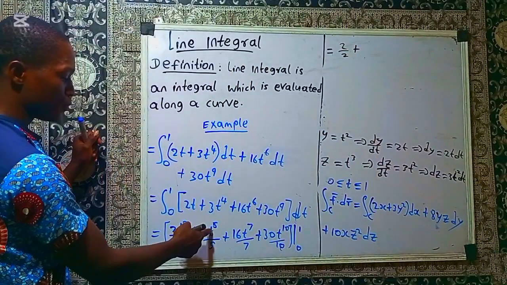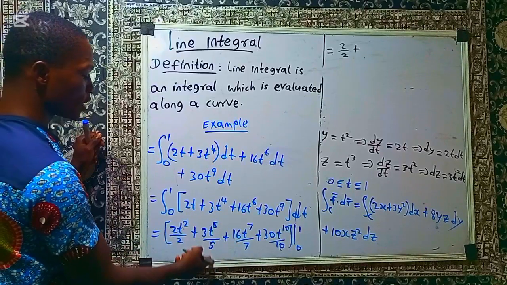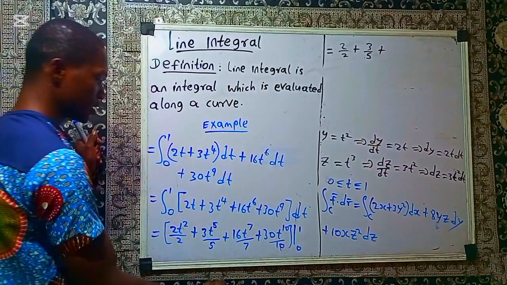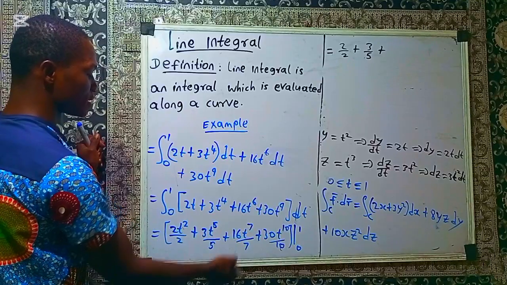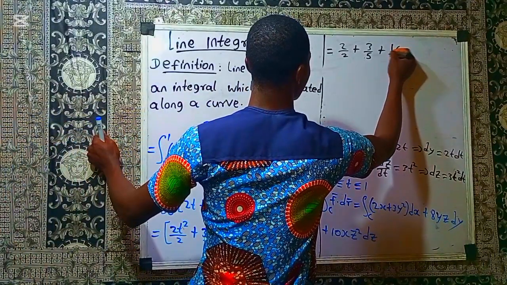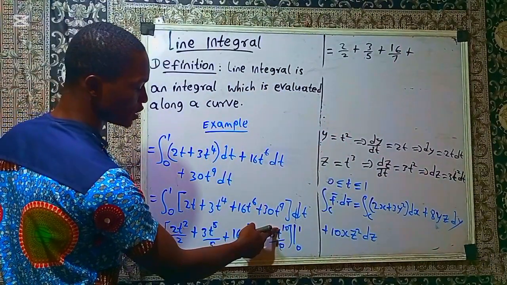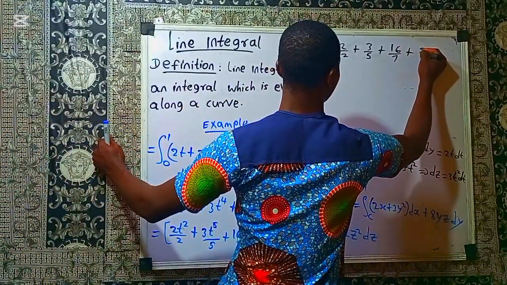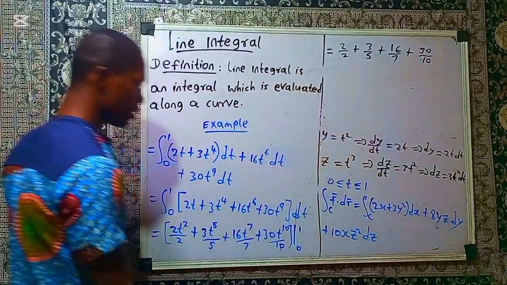Plus, come here, put 1 for t raised to power 5. 1 raised to power 5 is still 1. So you'll be having 3 over 5 left. Plus, for this place, if you put 1 for t here, 1 raised to power 7 is 1. So you'll basically be having 16 over 7 left for that one. And for the other one, put 1 for t here. 1 raised to power 10 is still 1. So we basically be having 30 divided by 10 left.